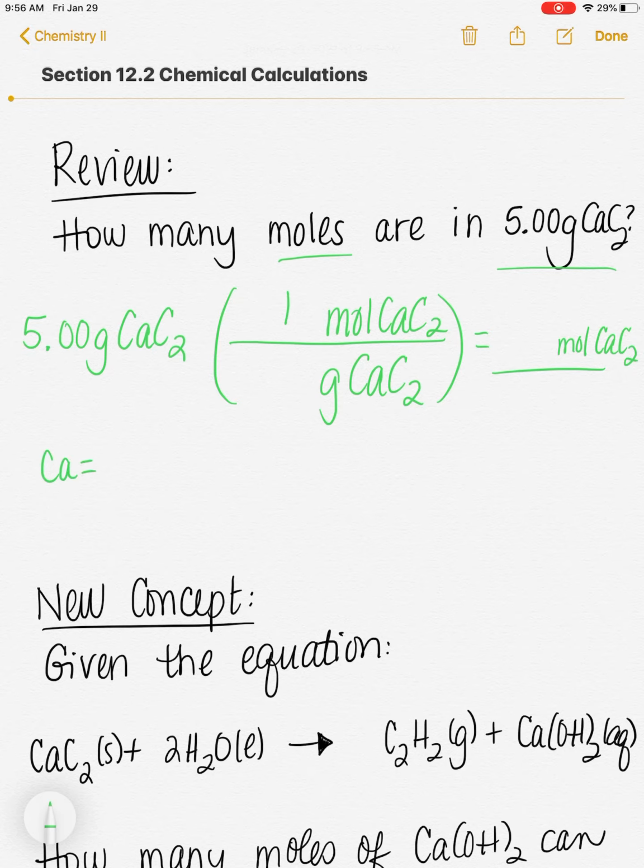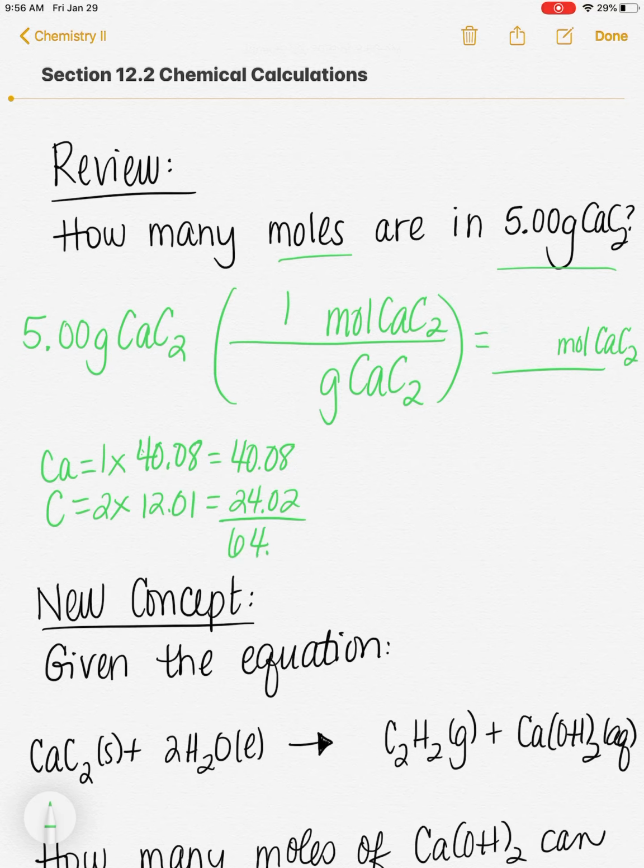So this is where we have to list out what substances we have. We have calcium and carbon in this compound. There's 1 atom of calcium, 2 atoms of carbon. Then we're going to use the periodic table to look up their masses. The mass of calcium is 40.08. So 1 times 40.08 is 40.08. The mass of each carbon is 12.01, so 2 times 12.01 is 24.02. So I have that when you add this up, this should give you a mass of 64.10 grams per mole CaC2.